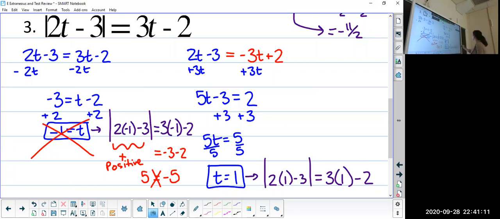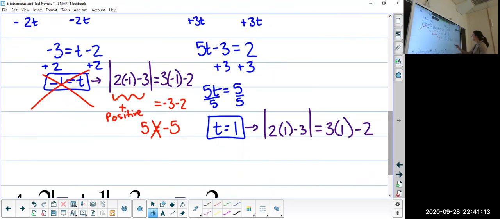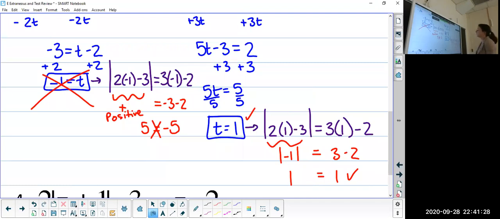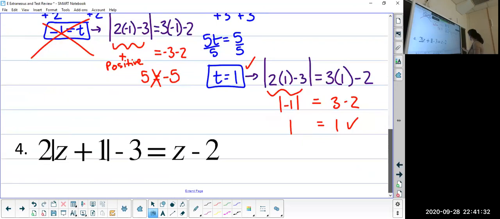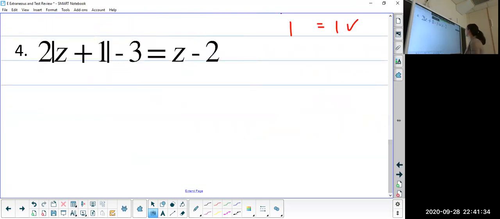Over here, right here, we're looking at 2 minus 3. So absolute value of negative 1, which is positive 1, equals 3 minus 2, which is 1. So there's our one and only solution, t equals positive 1. Final problem, and then we're done with this video.